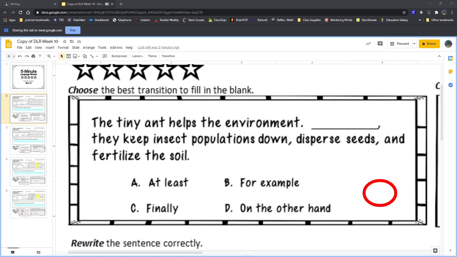The tiny ant helps the environment. At least they keep insect populations down, disperse seeds, and fertilize the soil. Now we'll try the next answer choice. The tiny ant helps the environment. For example, they keep insect populations down, disperse seeds, and fertilize the soil. Now we can try answer choice C. The tiny ant helps the environment. Finally, they keep insect populations down, disperse seeds, and fertilize the soil.